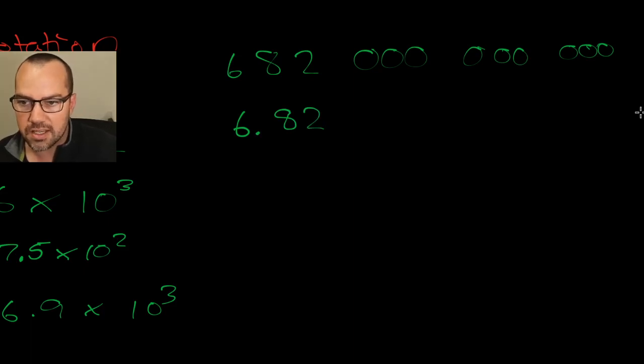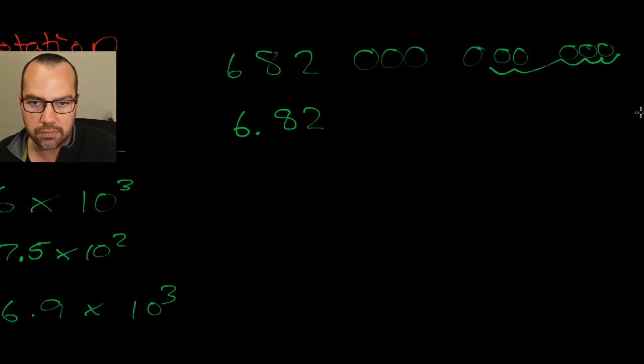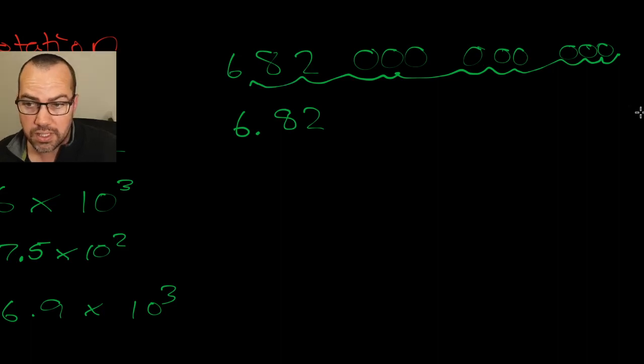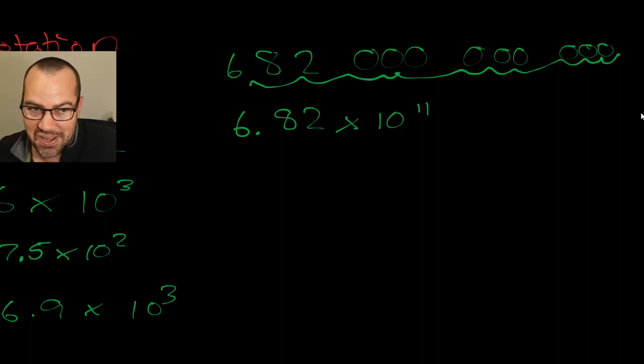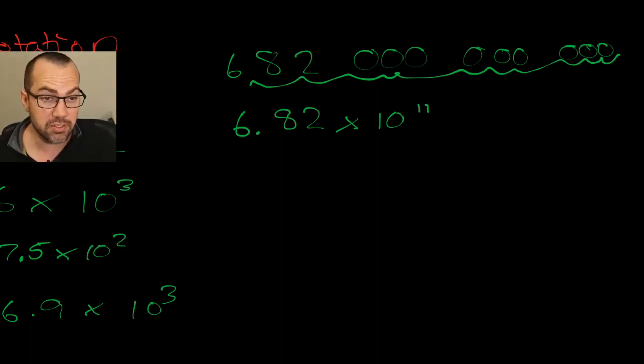And I want to see how many times I've had to move the decimal place to get from the end of this number right to the beginning. So I'm going to count from here. 1, 2, 3, 4, 5, 6, 7, 8, 9, 10, 11. 6.82 times 10 to the power of 11. And that just means if I was to expand that number out, I would move this decimal point 11 times. You might say, Mr. Honeybun, that is confusing. Why would I bother? But guys, this can be really useful for very, very large numbers, and I'm about to show you an example of that.